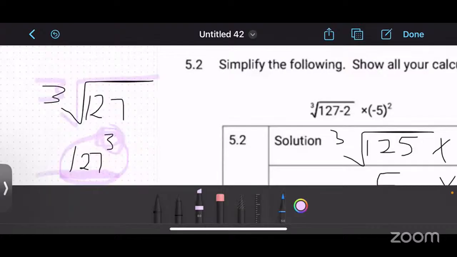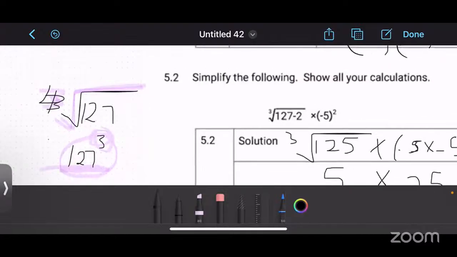Because remember this is a square root if it doesn't have this 3, but the moment it has a number, it's going to be whatever root. So here it's going to be cube root because this is 3. If it was 4, then it was going to be fourth root, okay?